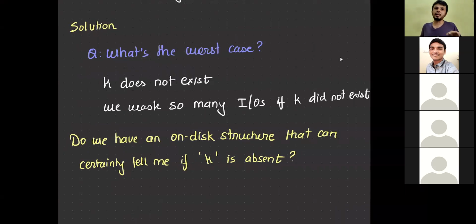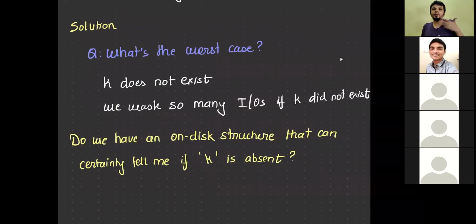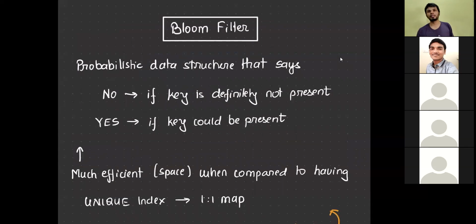Which means that when we are going through those many files, we are wasting so much disk IO, eventually finding out that the key does not even exist in the system. So this is the worst case. So let's optimize. How would we optimize? Is there an on-disk data structure that can certainly tell me if K is absent? This is a classical case of using a Bloom filter.